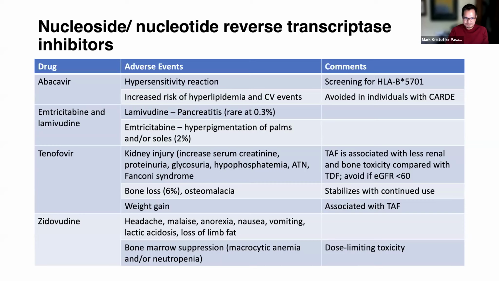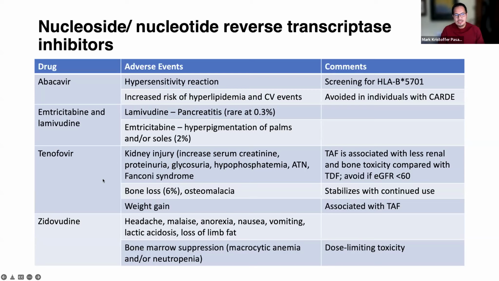cardiovascular events. Emtricitabine and lamivudine. For lamivudine, the adverse event that is associated with it, although it's rare, is pancreatitis. Incidence lang niya is around 0.3%. For emtricitabine, 2% of patients receiving emtricitabine would experience hyperpigmentation ng palms and or soles. Again, the emtricitabine is part of the program because it is combined with tenofovir sa ating PrEP, but not sa ating antiretroviral treatment.